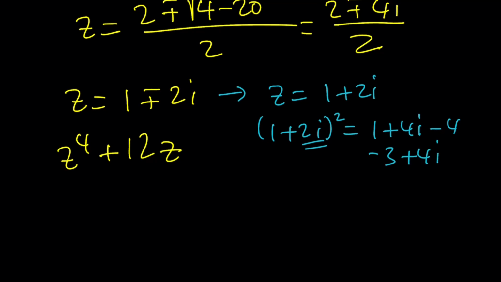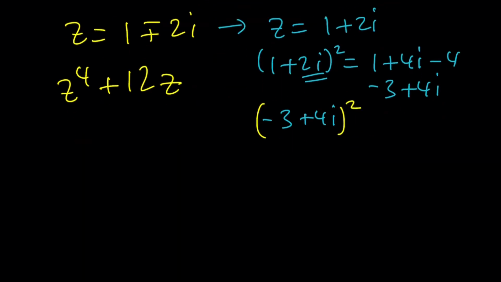3, 4 triangle, right? That should be familiar. And then square this one more time to get the fourth power. And this becomes 9 minus 24i minus 16. 4i squared is 16i squared. And that becomes negative 7 minus 24i. That's interesting because 7, 24, 25 is another Pythagorean triple. Anyways, too much geometry. Now, this is z to the fourth power.